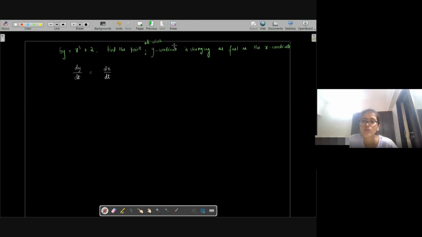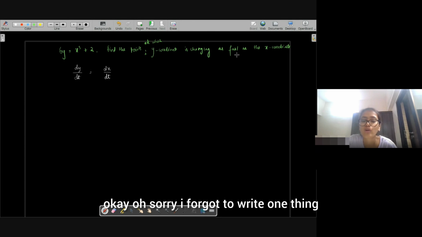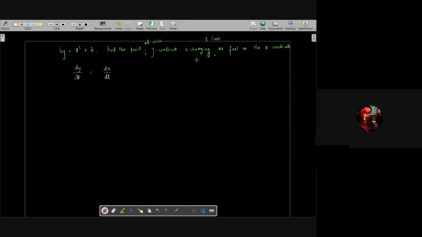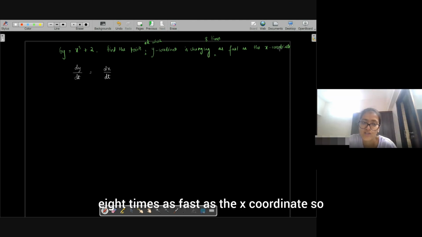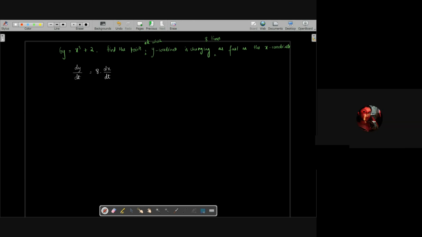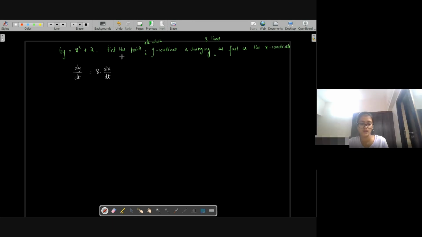Almost there. You just missed one thing. Oh, sorry, I forgot to write one thing. It is changing 8 times as fast as the x coordinate. Sorry, that was my bad. Oh, okay. 8 times as fast as the x coordinate. So dy over dt is equal to 8 times dx over dt. Okay.